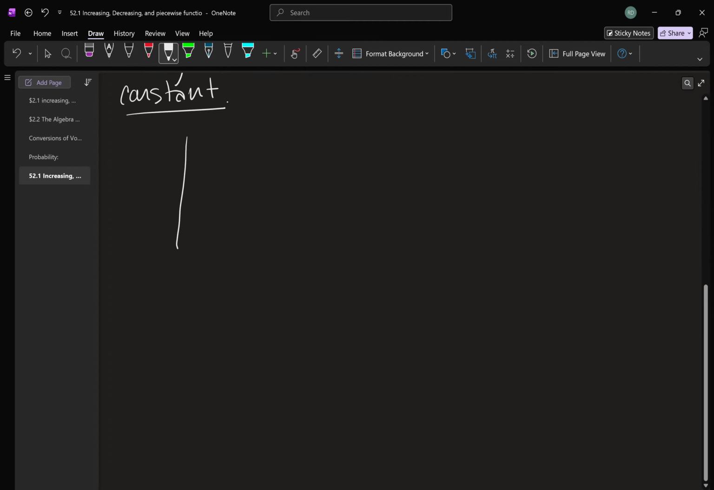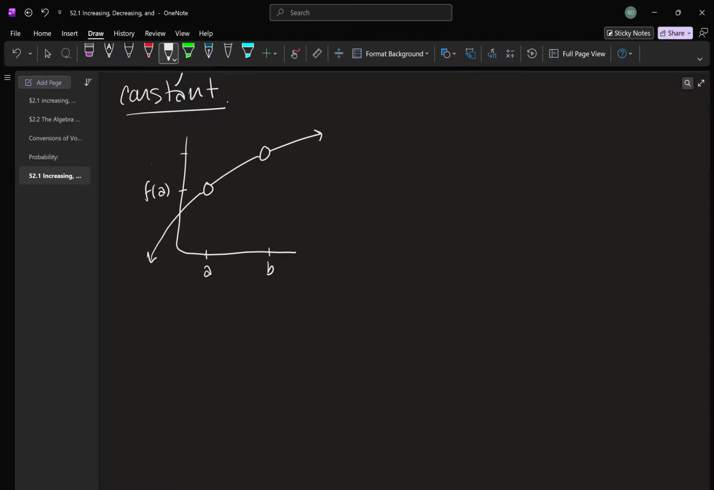So graphically, what's going on here? We're going to start with an increasing function. We're going to pick 2 points on this function, and we're going to label the x value of one of them A and the x value of the second one B. So then we have the y values f of A and f of B. And you can see as you go from the point A, f of A, to B, f of B, the y values are going to increase.